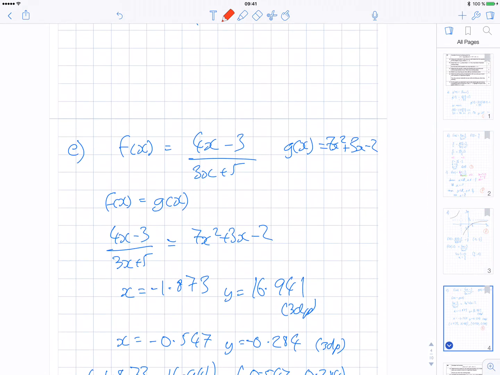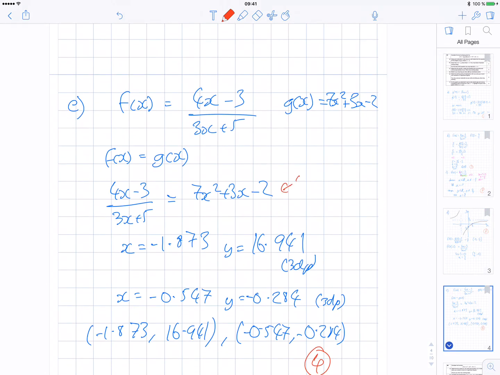Notice this here, if I was to solve that, would only give x values, and you'd have to sub back in for y values.